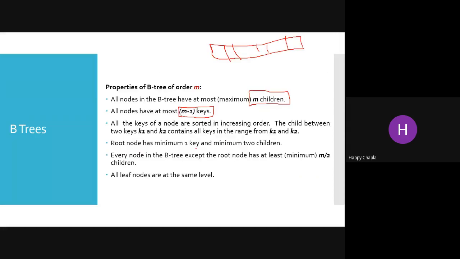Now root node has maximum 1 key and minimum 2 children. Any root node. Now every node in the B tree except the root node has at least m divided by 2 children. That means whatever the size of my m, उससे half की size तो रहनी ही चाहिए.